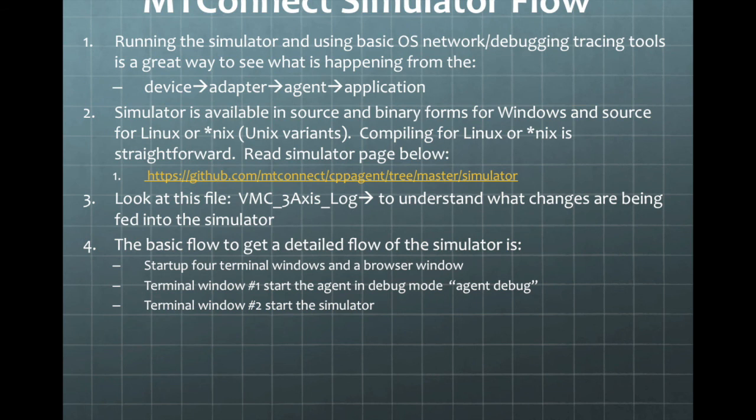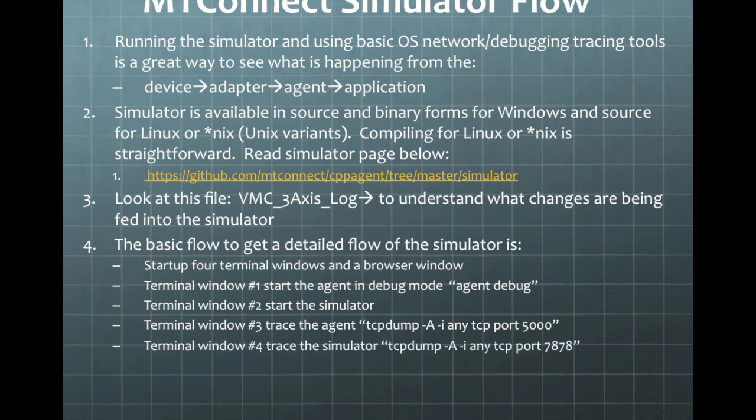And so the steps are here, and I'm not going to go through each of these. You can go through these, but essentially you start an agent up in debug mode in one terminal window on the Linux system, and then you start the simulator up in another window. And then in a third window, you can trace using tcpdump on port 5000, which is what the application will speak to the agent on. And then you can start up your fourth terminal window with tcpdump on port 7878, and then you're monitoring what the adapter is receiving. And that just shows you the low level of what's going on.